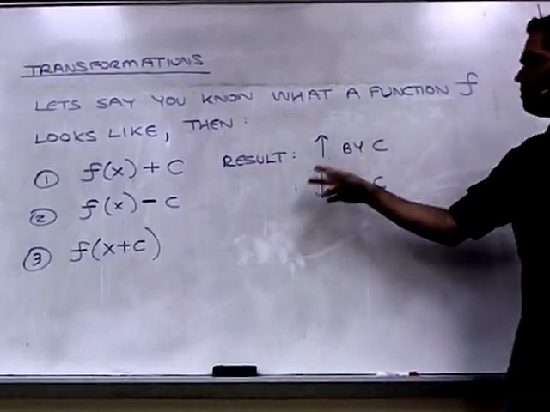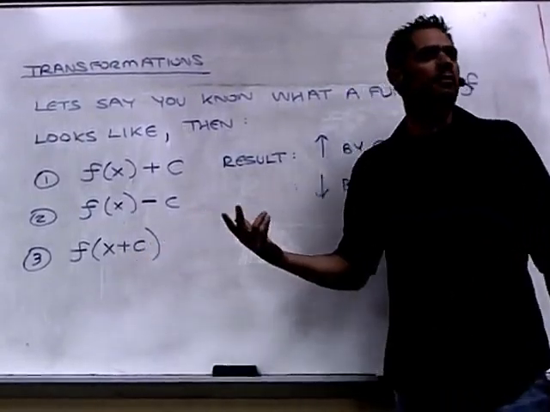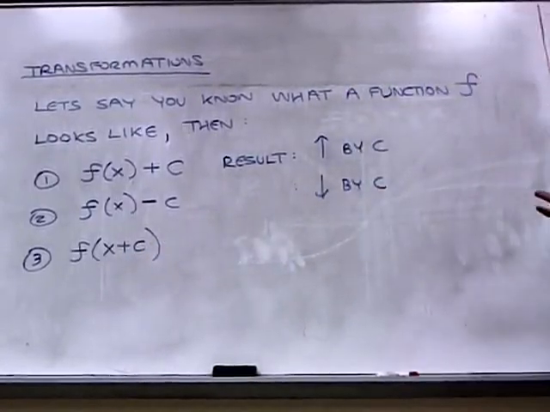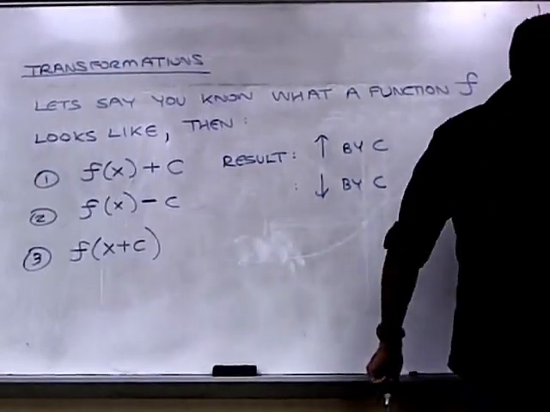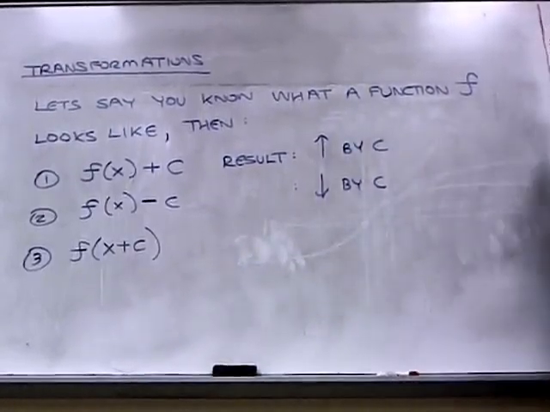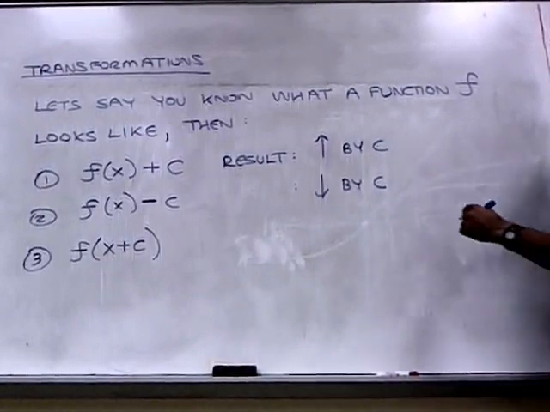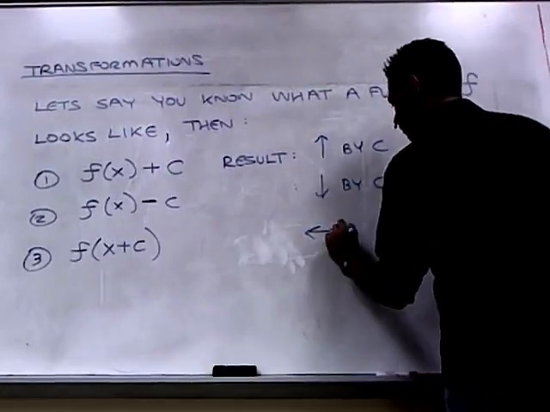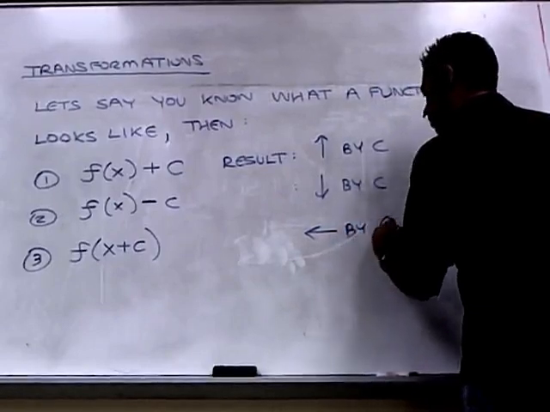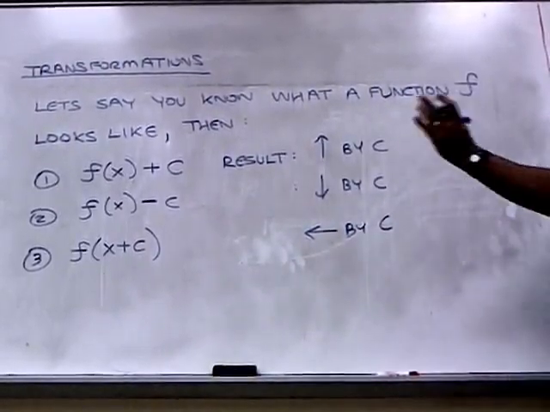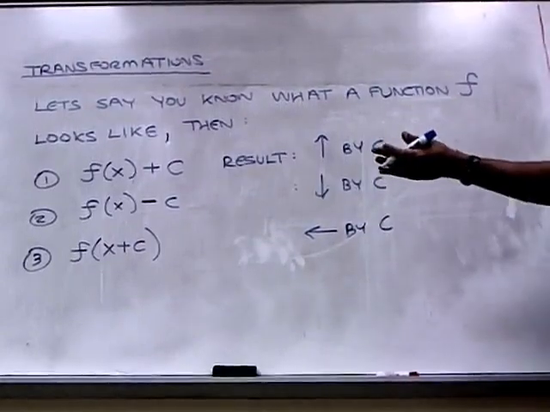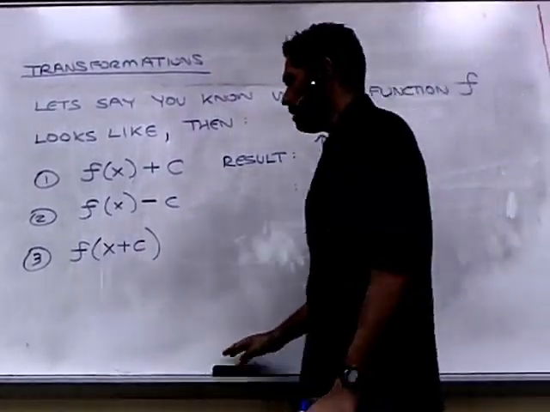These went up and down. This makes sense that it might go left or right. It actually goes opposite of what you would think, though. You would think that positive c would send you to the right by c, right? But with left and right shifts, you do the opposite. Up and down is what you would think. Positive is up, negative is down. But left and right, positive actually goes to the left.